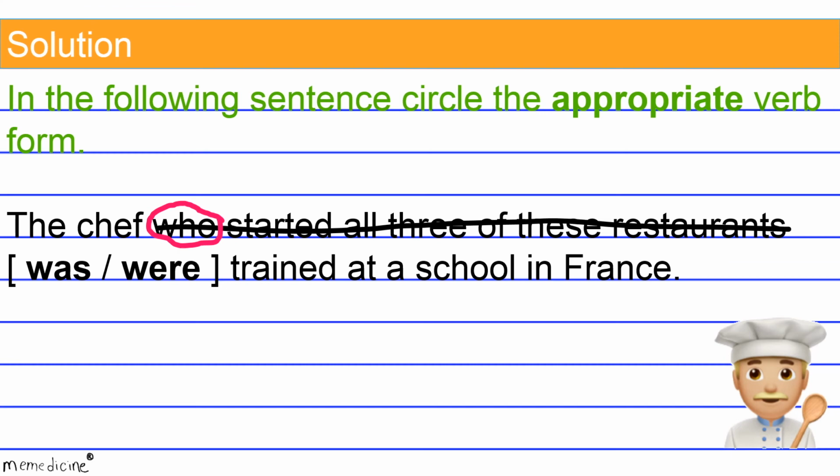Now that we have stripped away the elaborate description, it's much easier to correctly pair the subject with the proper verb form. We are isolating the core sentence. We can ask ourselves which verb choice agrees with our singular subject, the chef. We can match the chef with the simple past verb form was. And now we can follow up by using our ear to determine if our selection sounds correct. The chef was trained at a school in France. Was is the correct verb form.